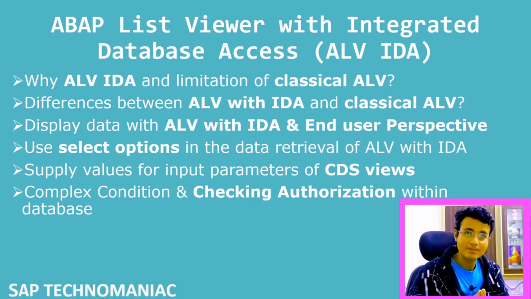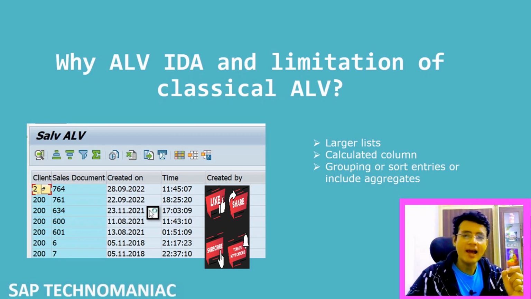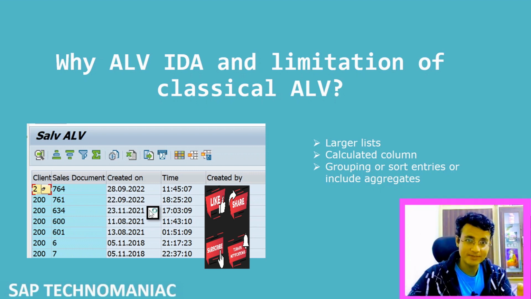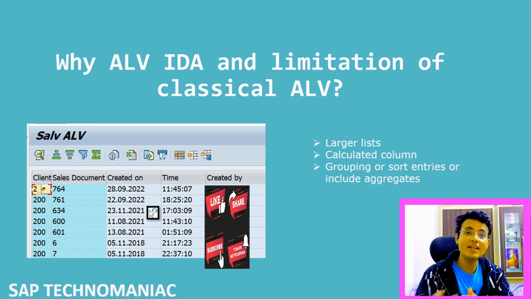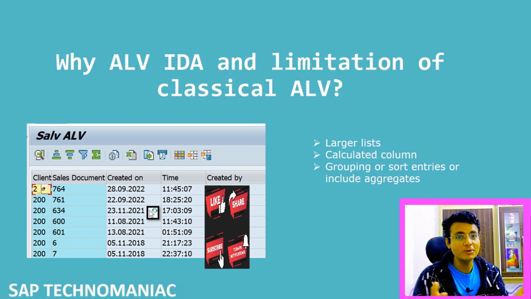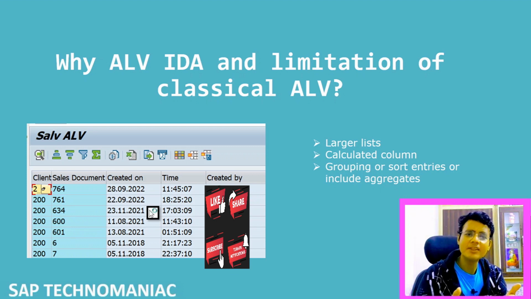Let's get started. Why do we need ALV IDA, ABAP list viewer with integrated data access? We already have classical ALVs. Why did SAP create this new ALV again? Previously, we used to use function modules. Then they came up with the CL_GUI_ALV_GRID, where we can work with the dynpros. Then they came up with the SALV, where we no longer need to create the structure. Now they came up with the ALV IDA.